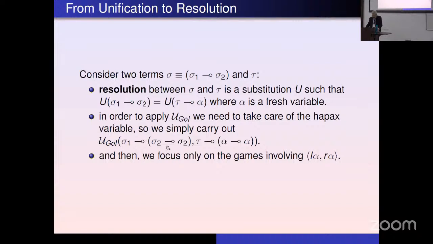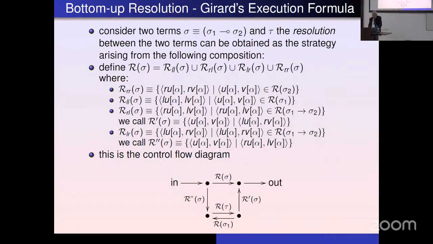Well, resolution and unification have this relationship normally, that if you want to make a resolution of sigma one arrow sigma 2 and tau, you simply unify these two terms. You add a new variable. Of course, we cannot do that here because we need to have strategies. So you simply duplicate it, but it doesn't matter. And that provides the connection with resolution.